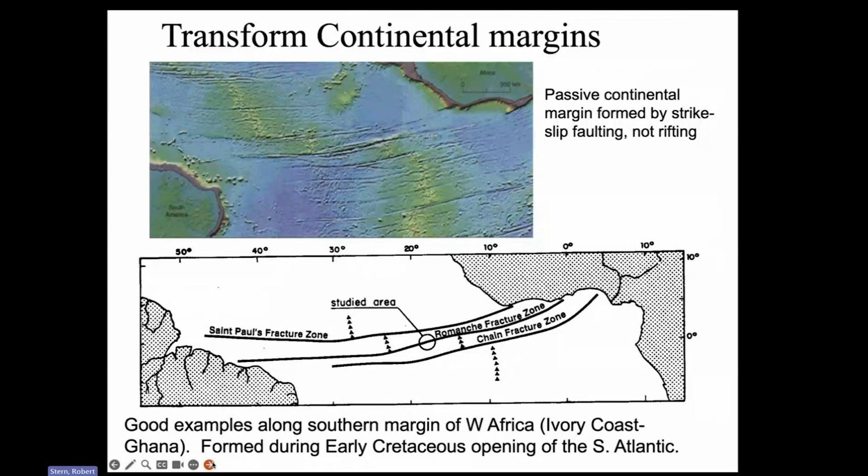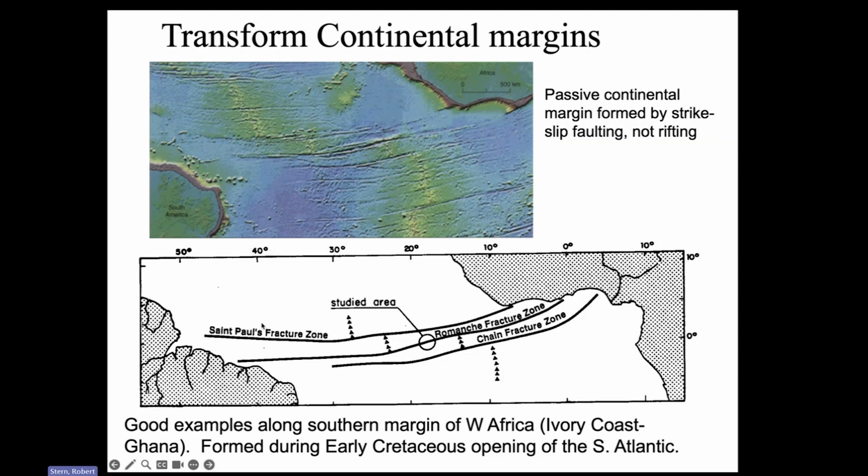Now, another interesting aspect of transform margins is there are some kinds of continental margins that are not rifted. They result from transform motions. And in the central Atlantic, here we're looking at northeastern South America and Western Africa. You know, the way that these two continents went together, you could only cause that kind of a margin by shearing it.